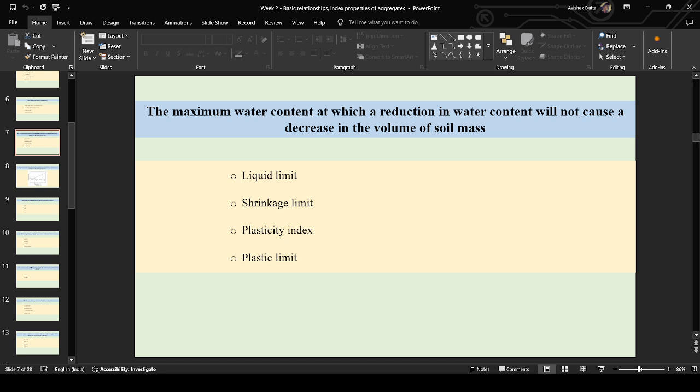I repeat the question. The maximum water content at which a reduction in water content will not cause a decrease in the volume of soil mass. The options are liquid limit, shrinkage limit, plasticity index, or plastic limit.